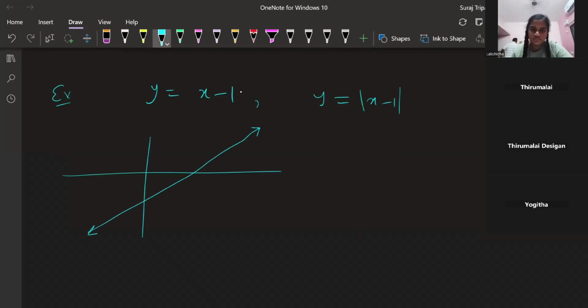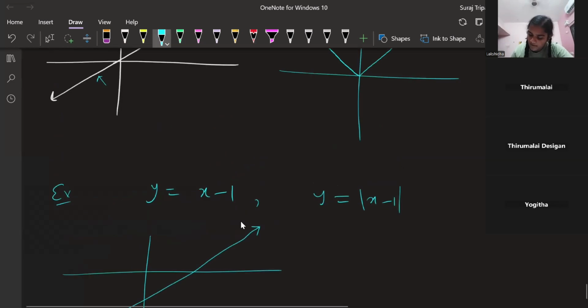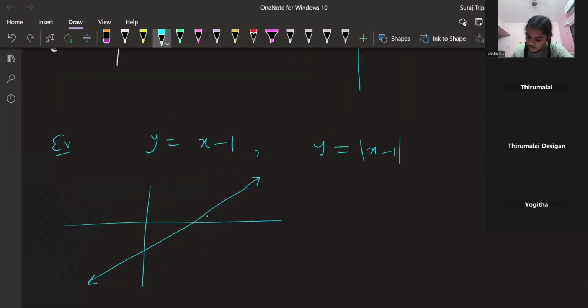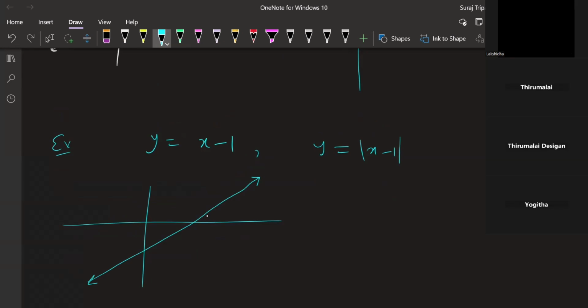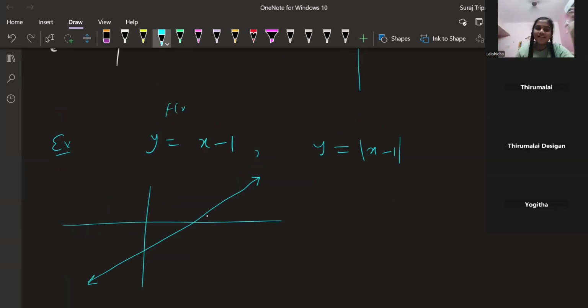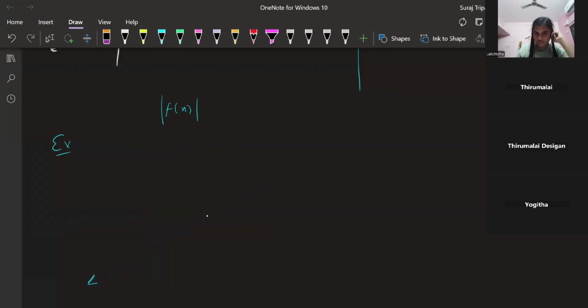Again, whatever graph is present... No, this is not the case. This is a different case. Here I am putting mod on the whole function. As you can see, I am putting this mod on the complete function. So I am putting the mod of f of x, not mod of f of mod x. So this I will be discussing later, not here now.